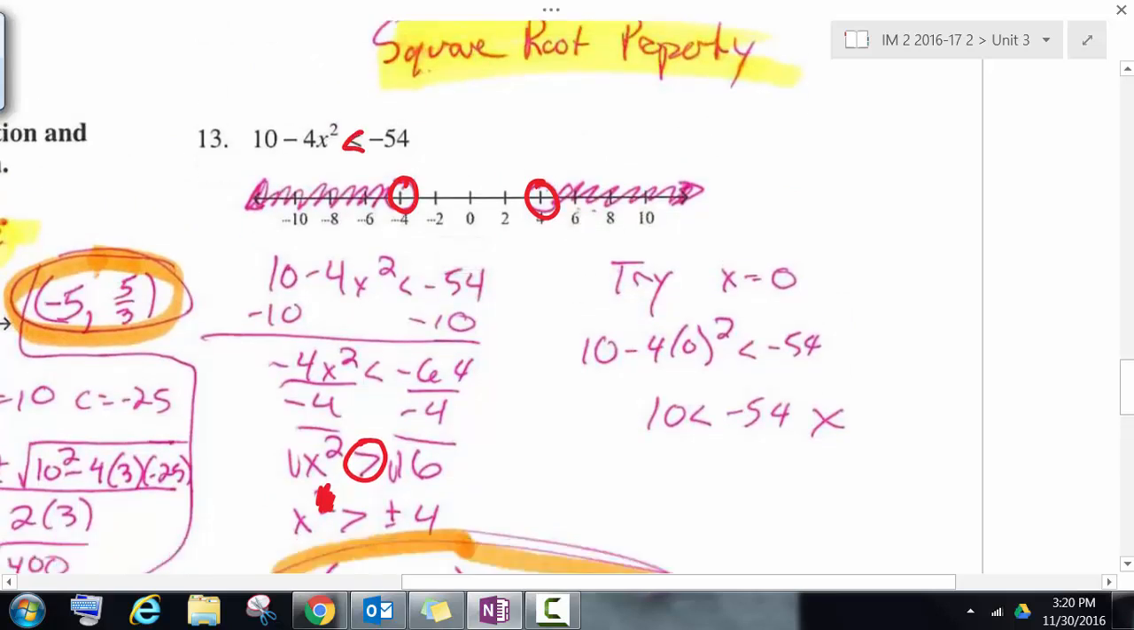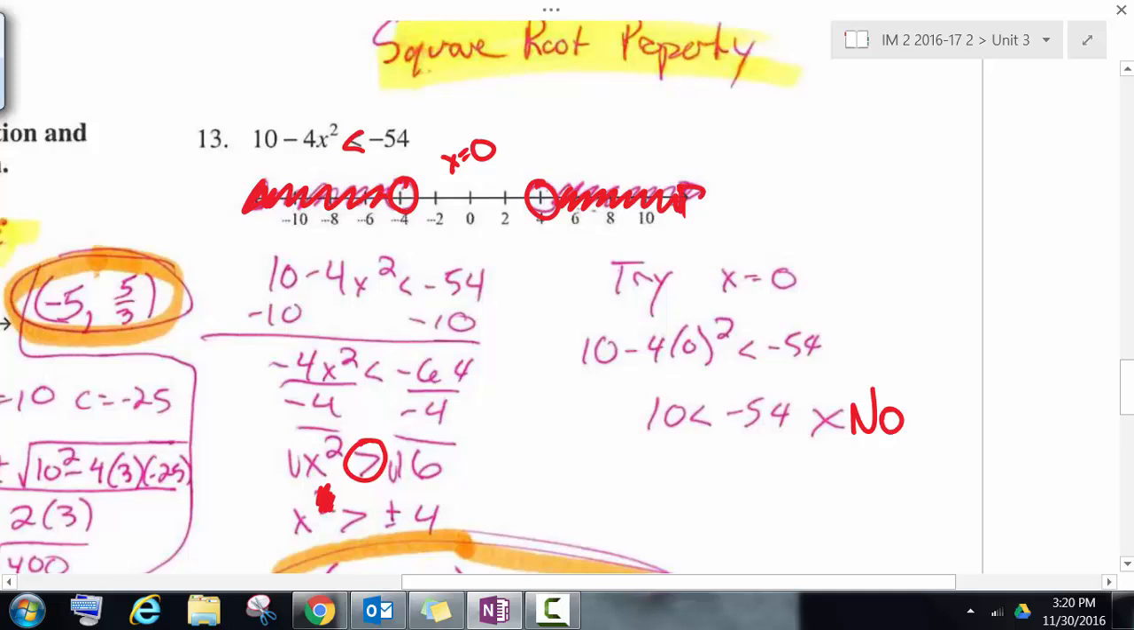So again, I tried x equals 0. That's all I need. I plug in 0. I get 10 minus 4 times 0 squared. And I want to see if it's less than negative 54. Well, this just gives me 0. So 10 minus 0 is 10. Is 10 less than negative 54? Of course not. So x equals 0 is not my solution. X equals 0 is in the middle here. So my solution has to be on the outside parts.